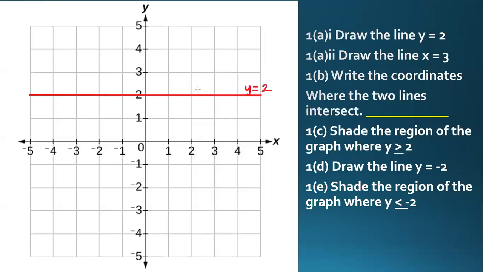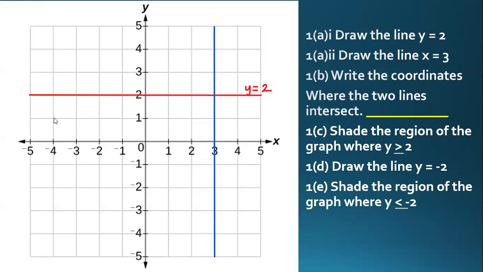So let's go ahead and draw it. I am going to draw mine as a vertical line passing through 3 on the x-axis. Do you all have that? Let me know. See how easy this is to graph? It's not hard.